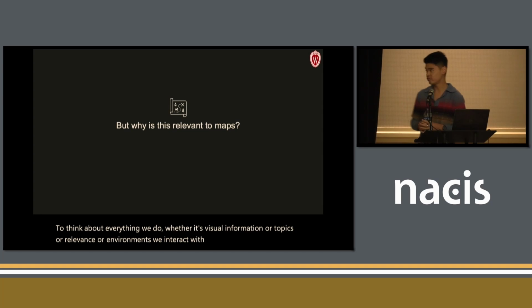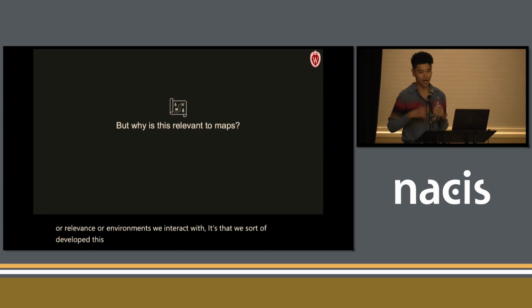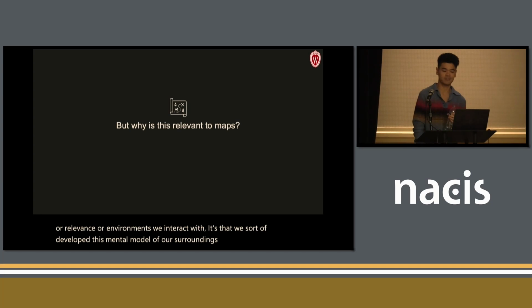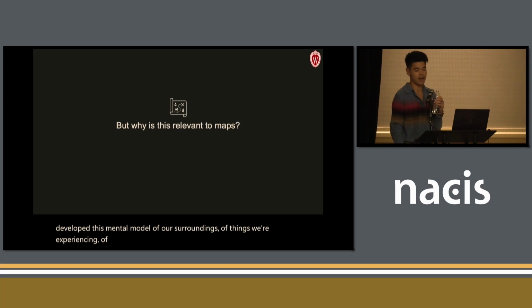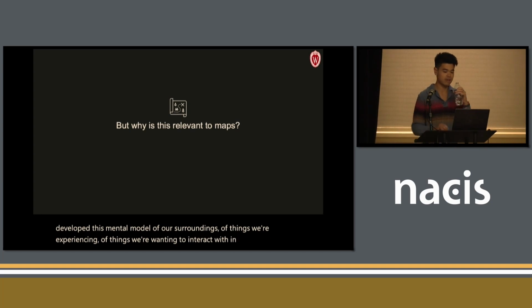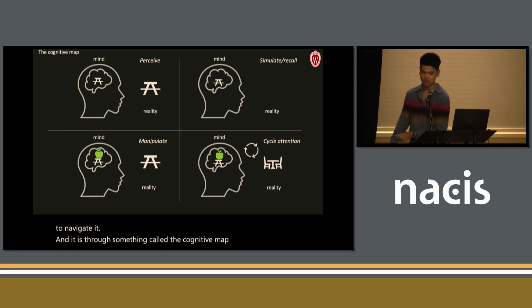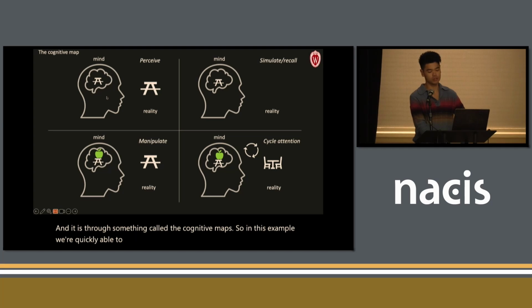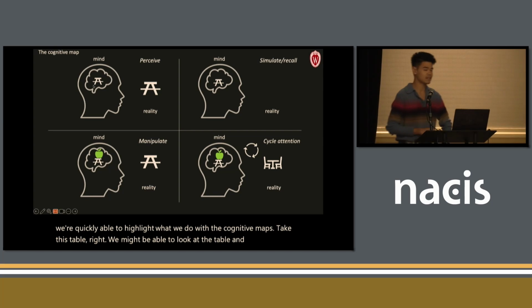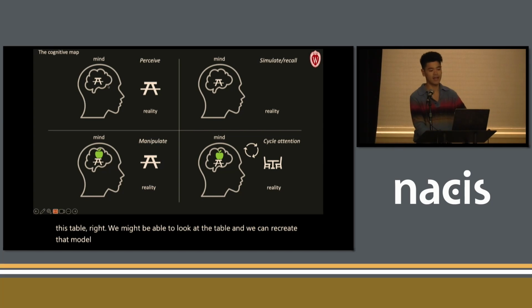It's that we develop this mental model of our surroundings, of things we're experiencing, of things we want to interact with in our head in order to navigate it. And it is through something called cognitive maps. So in this example, we're quickly able to highlight what we do with cognitive maps. Take this table, right? We can look at the table, and we can recreate that model of a table within our head.